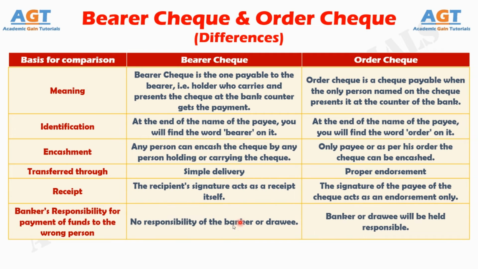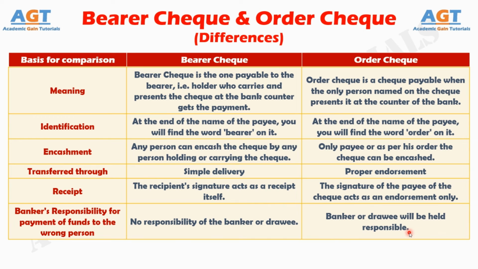Number 6, in the case of a bearer check, the banker or drawee has no responsibility. So, if the bank pays money to the bearer of a stolen check, it would not be liable for it. But, in the case of an order check, the paying cashier must perform a preliminary examination of the recipient's identity. After that, he can make payment when he is satisfied with the details provided. However, if the cashier pays funds to the wrong person, then the bank, drawee, will be held responsible.